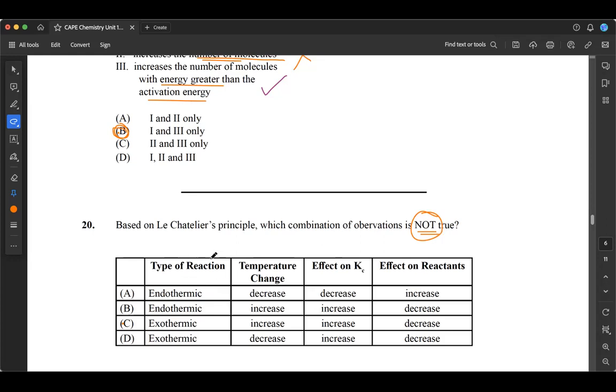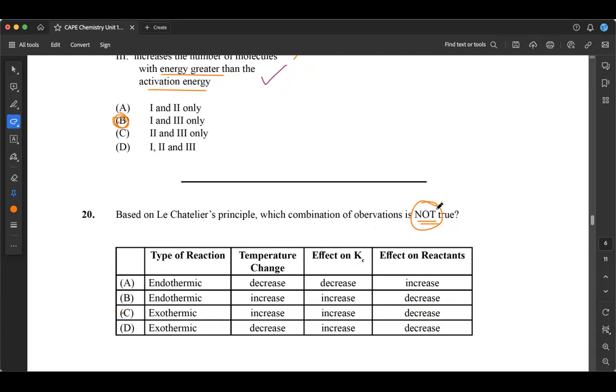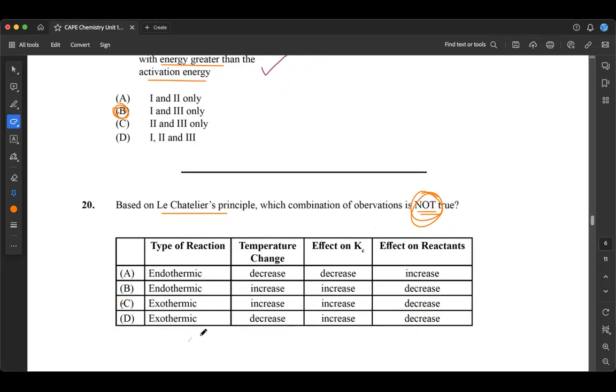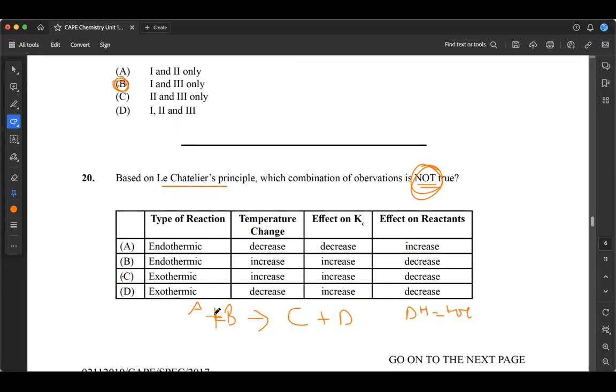So let's look at this now. Look at this table now. Remember, we're looking for the observations that would not be true based on Le Chatelier's principle, right? So let's look at this first one. For this first one, we have an endothermic reaction. So if we look at that, we would have, say, A plus B going to, say, C plus D, right? And if it's endothermic, it has a positive delta H. So it would be positive here. It's endothermic, so whenever this reaction proceeds, it absorbs heat, right? That's what it does if it goes this way.